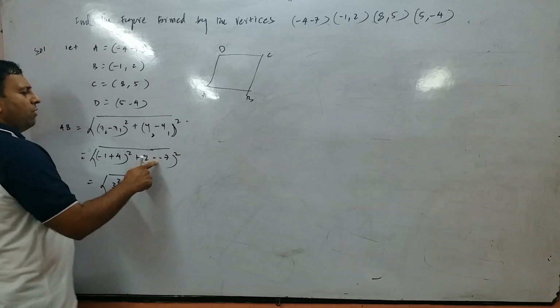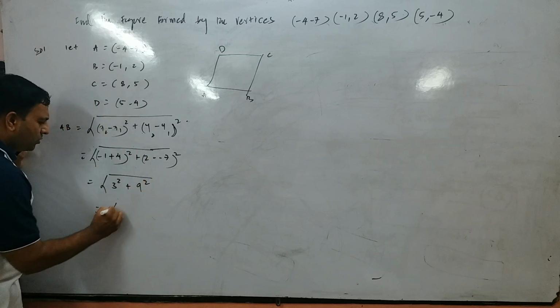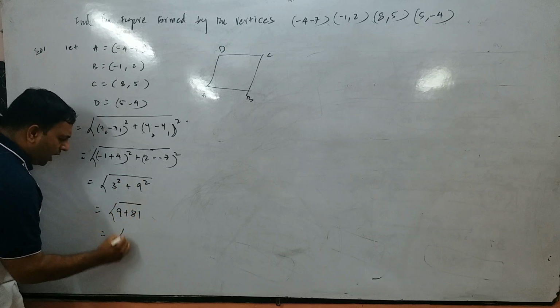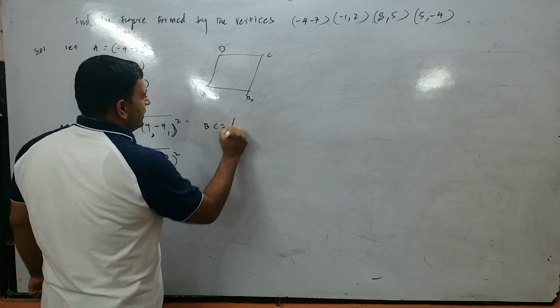3 whole square. What is minus plus? So 2 plus 7 is what? 9 square. So it is under root of 3 square 9, 9 square 81, under root of 90. I am keeping this like this only. Now I will go with the distance BC.